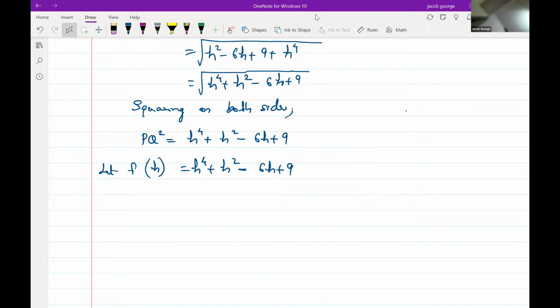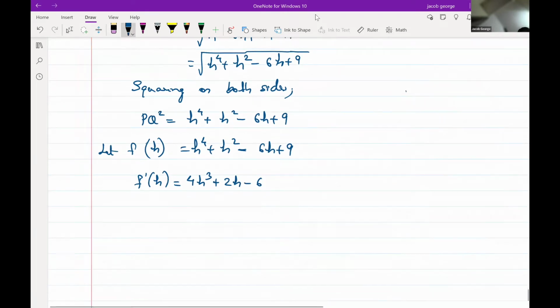Okay, children, now after writing f of h, we will find out f dash h. F dash h is equal to 4h cube plus 2h minus 6. 4h cube plus 2h minus 6 is f dash h.